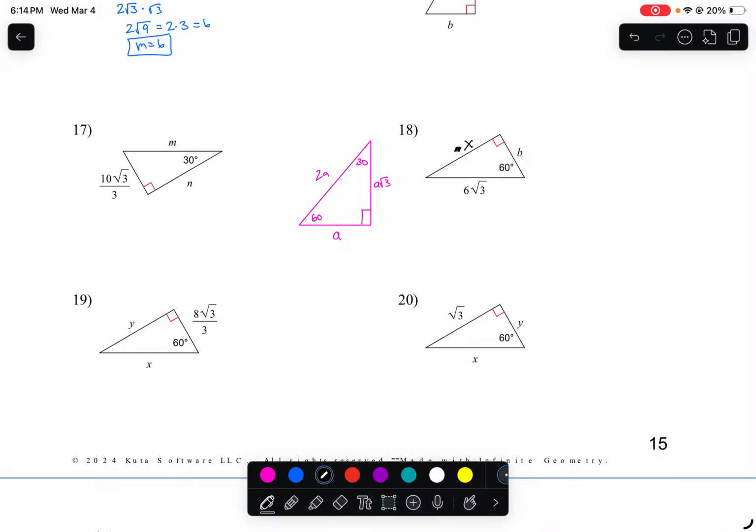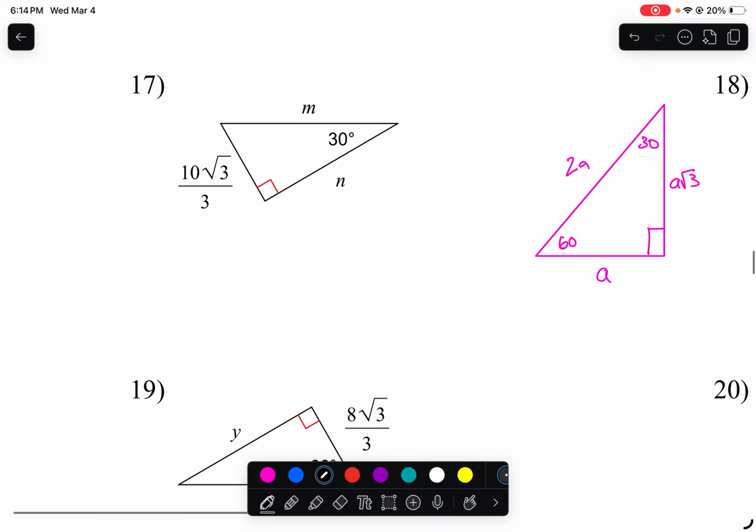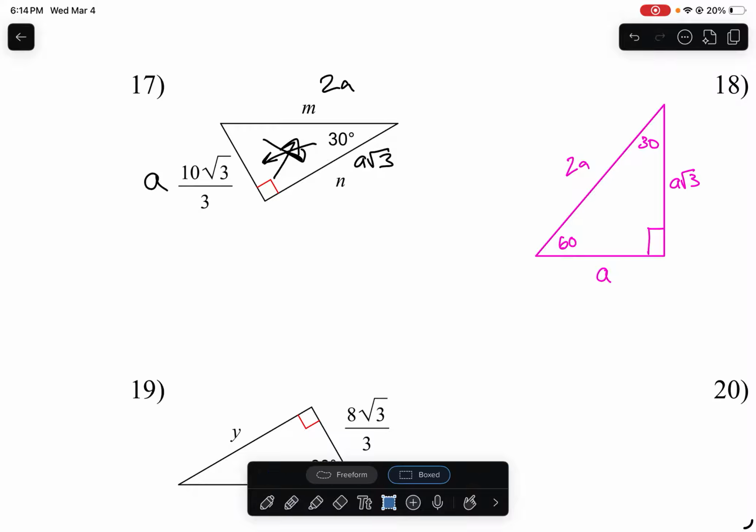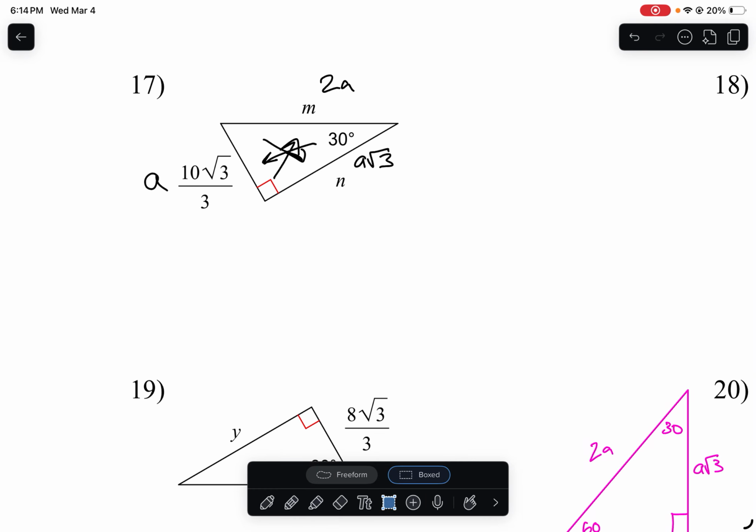All right, let's try 17. That one looks tricky, right? So we go and label all of our sides. We got a, 2a, and a root 3. All right. So in this case, they did give me my a, which is nice. I don't have to work for it, making my life easier.